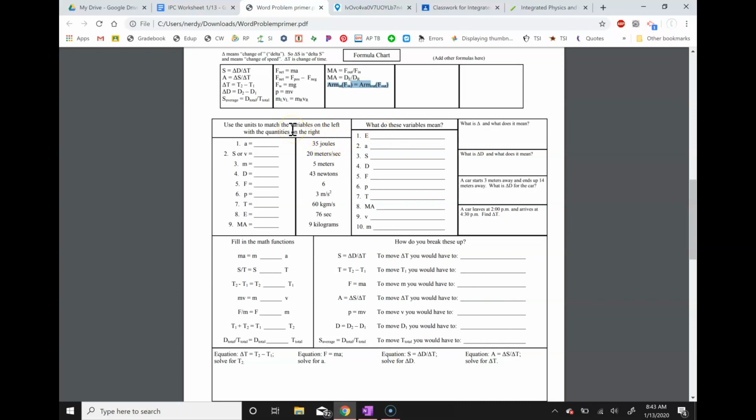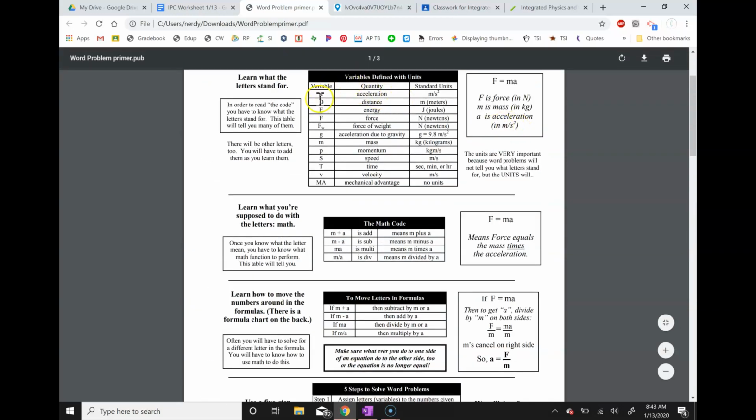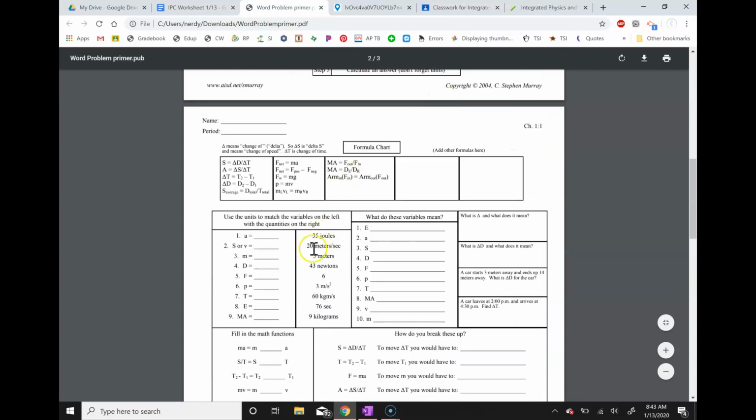So using the units, match the variables on the left with the quantities on the right. So acceleration, you're going to see which one of these actually matches acceleration. How do you do that? You go back up to this chart, you find acceleration, you find what the units are, in this case, m divided by s, so meters per second squared. I'm sorry, I mixed that up. Meters per second squared is for acceleration. So over here, we're going to look for which one says meters per second squared. Make sure you're finding the one that says meters per second squared. So the answer for 1 is going to be your meters per second squared.